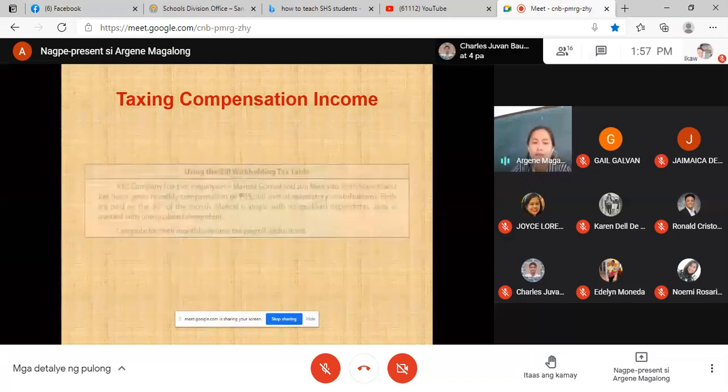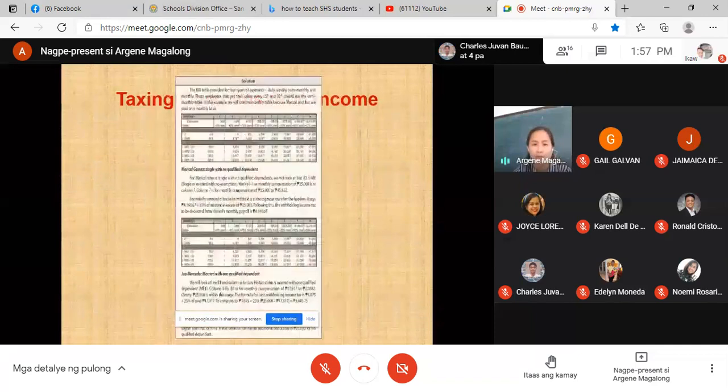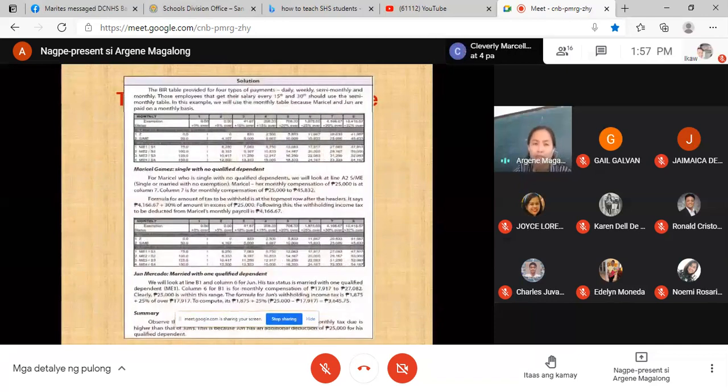Okay. So unahin natin si Maricel with no qualified dependent, single with no qualified dependent. So titingnan natin doon sa line A2, single, ay single na walang qualified dependent, with no exemption. So si Maricel ay may monthly compensation na 25,000. So nandoon yun sa column 7. A2, column 7, 25,000. Column 7 for monthly compensation of 25,000 to 45,832.